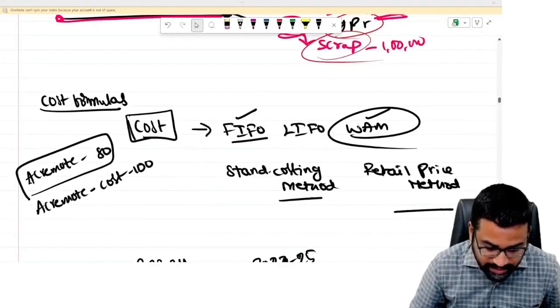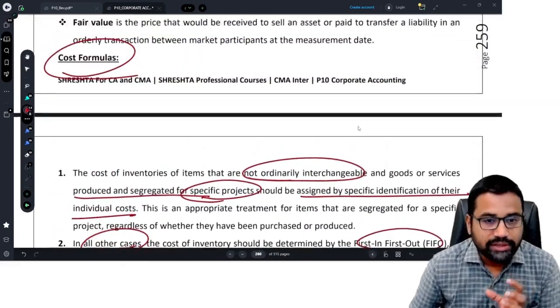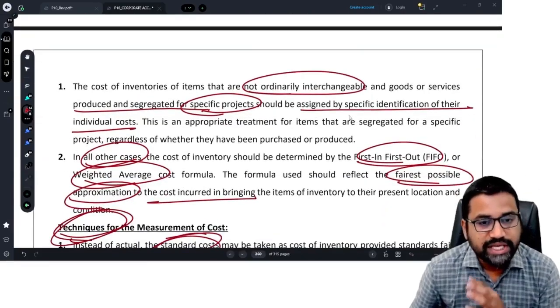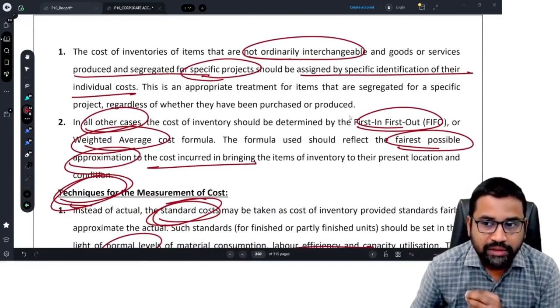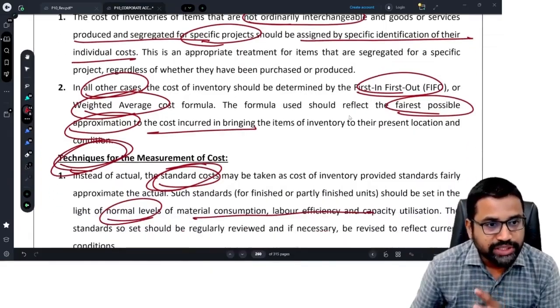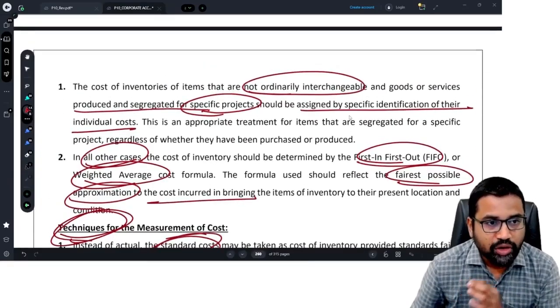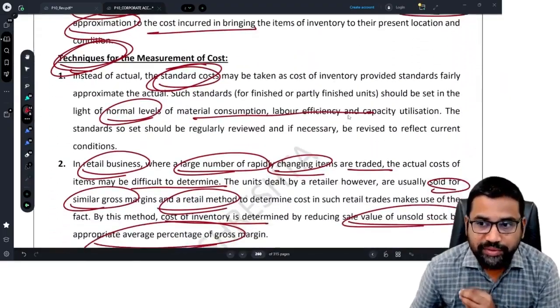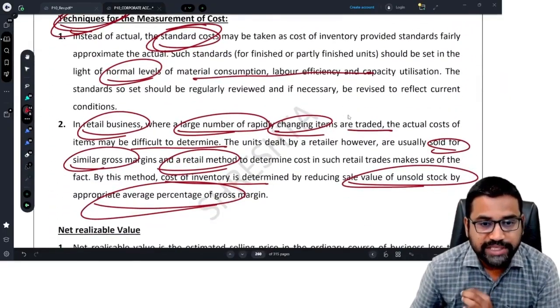Very simple method, sir. So what you are learning here are cost formulas. There are certain formulas in the Ind AS to determine the cost. Generally the FIFO method, the weighted average method, like that there are certain formulas. Cost or NRV, whichever is lower, is used to determine the cost. And there are some techniques also for measurement of cost: the standard cost method and the retail price method.